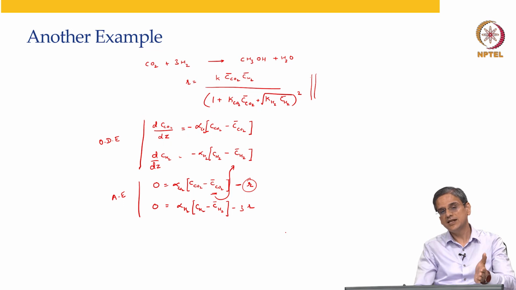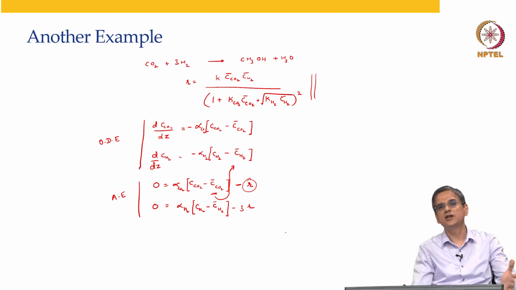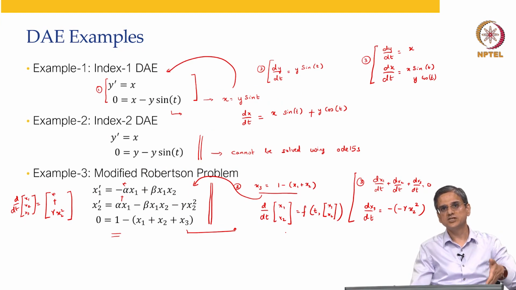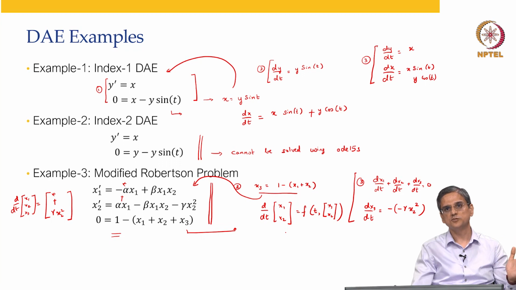So, in an example like this, we actually do not have an option as we had in these two examples that I have shown. In both those examples you could express x or x3 in terms of y or x1 and x2, or you could differentiate it easily, and the differentiated equation was easier to solve than the original algebraic equation.